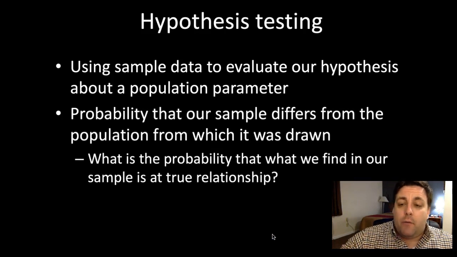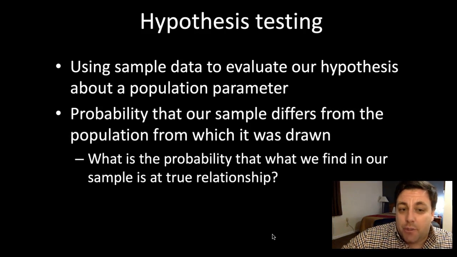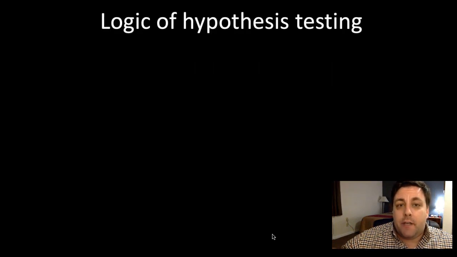But in order to do that, well, we sort of need to ask ourselves, to what extent is our sample similar to the population of people from which it was drawn? Another way to phrase that would be, what's the probability that what we find in our sample is actually a true relationship? Which is to say, it actually holds true for the population. And this is sort of where significance testing comes in and where hypothesis testing comes in.